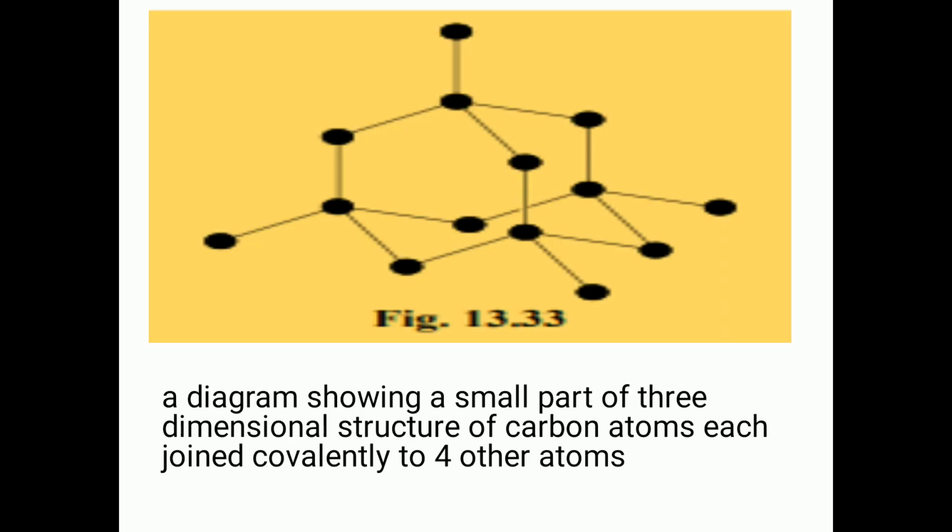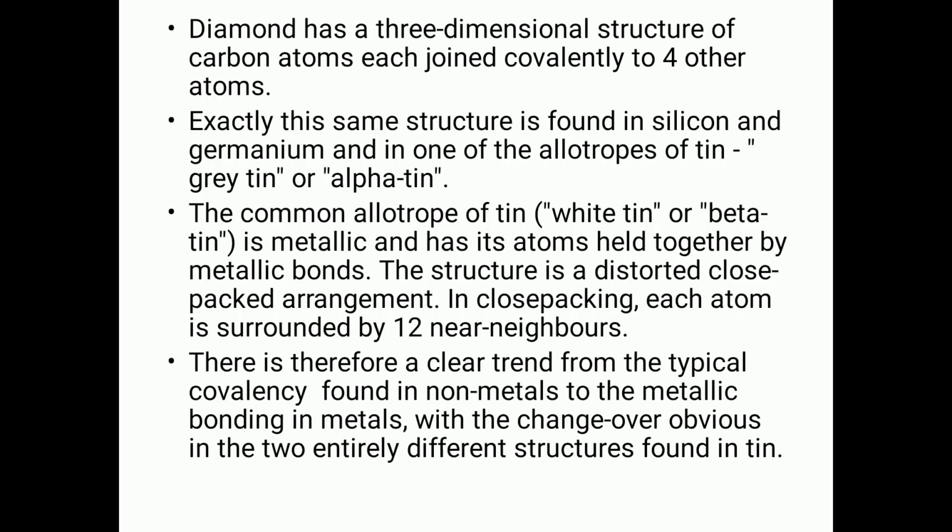Here is the picture of diamond, a small part of a three-dimensional structure of carbon atoms, each joined covalently to four other atoms. Diamond has a three-dimensional structure of carbon atoms, each joined covalently to four other atoms. Exactly the same structure is found in silicon and germanium and in one of the allotropes of tin, or alpha tin.